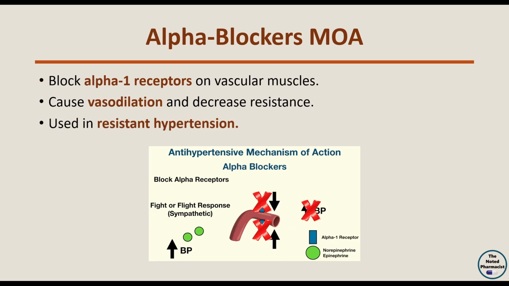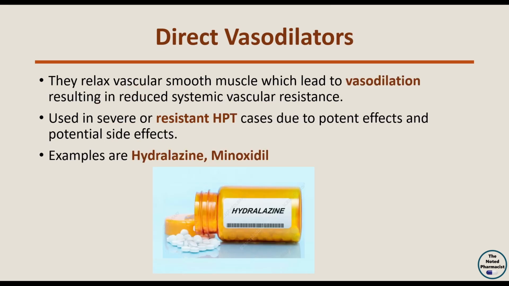Alpha blockers selectively block alpha-1 adrenergic receptors on vascular smooth muscle, resulting in vasodilation and a subsequent decrease in peripheral vascular resistance. This class is often used in combination therapy for resistant hypertension. Direct vasodilators relax vascular smooth muscle, leading to vasodilation and a reduction in systemic vascular resistance, which helps lower blood pressure. They are typically reserved for severe or resistant hypertension due to their potent effects and potential side effects, such as reflex tachycardia or fluid retention.